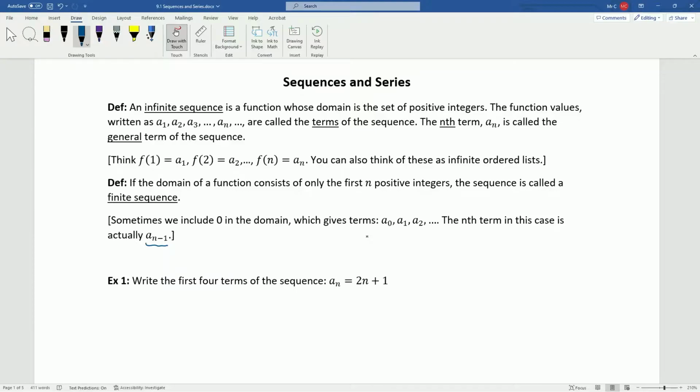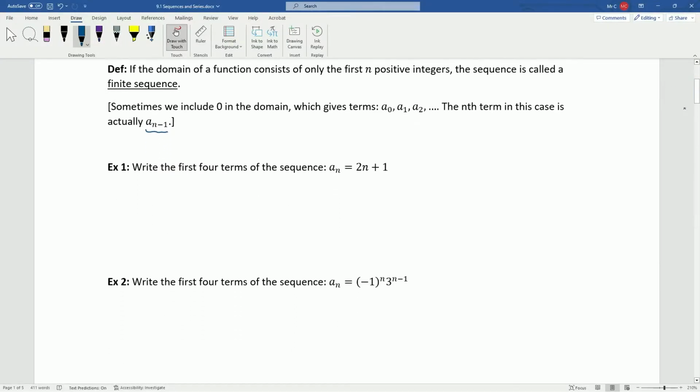Okay, so let's just go ahead and tackle a quick example here. Write the first 4 terms of the sequence a sub n equals 2n plus 1. So this is just plugging numbers into functions like we've done a million times, right? A sub n is 2n plus 1, so a sub 1 means plug in 1 in place of n. Nothing new here. 2 times 1 plus 1 is 3.